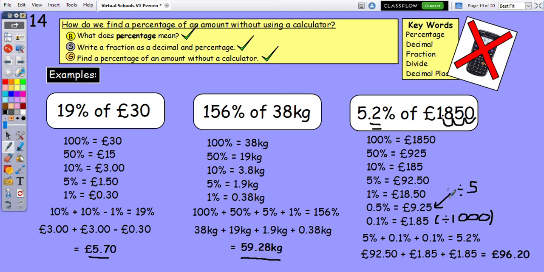Okay, so feel free to pause the video and make a note of that, because some of the more difficult questions will involve you finding 0.1% of something.